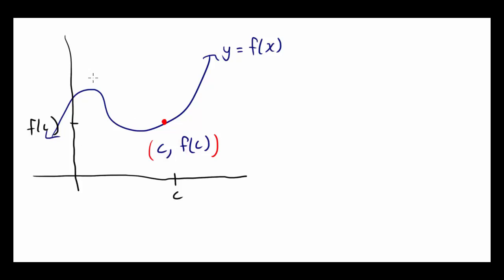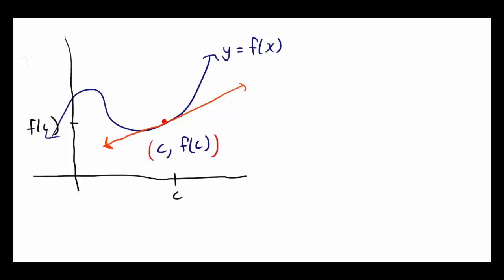Now let's say this is the graph of a function f, y equals f of x, and you want to find the slope of this function at x equals c. You want to find the slope of the tangent line to the function, or the slope of the function. You can interpret it either way. At x equals c, how can we find the slope of this line?